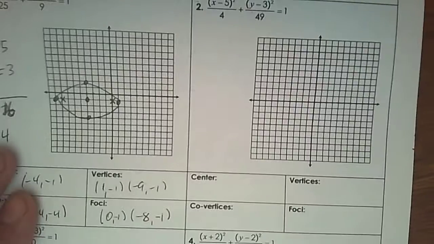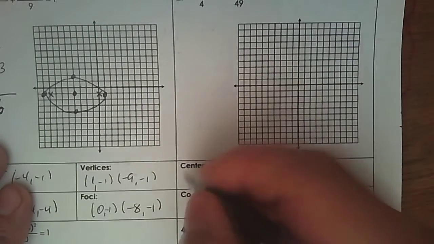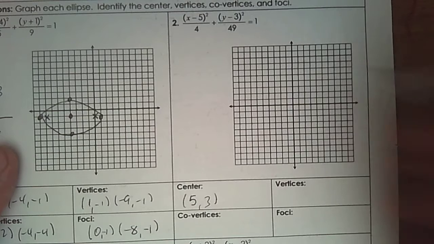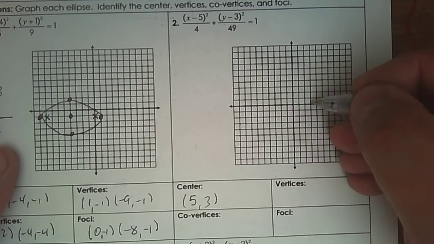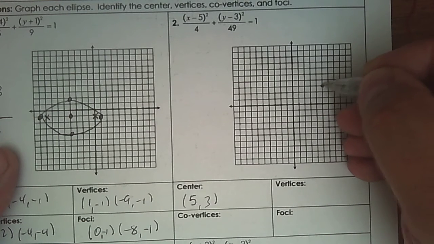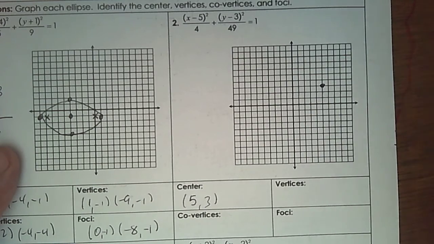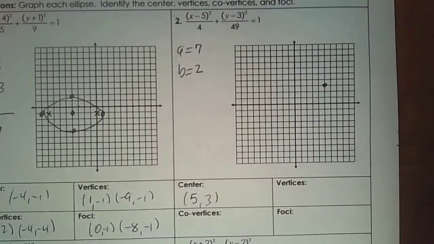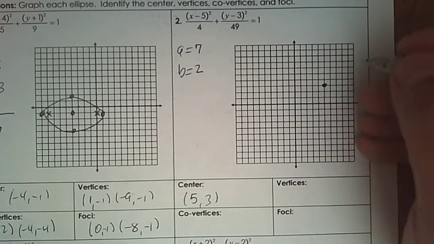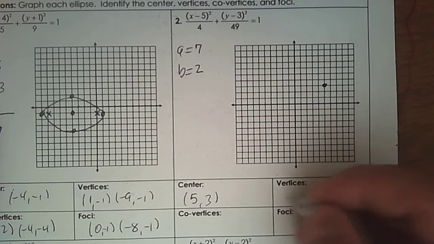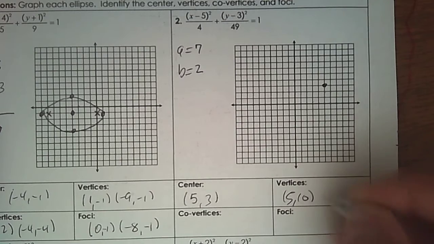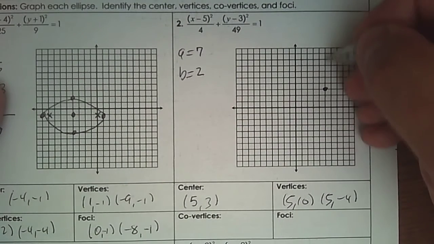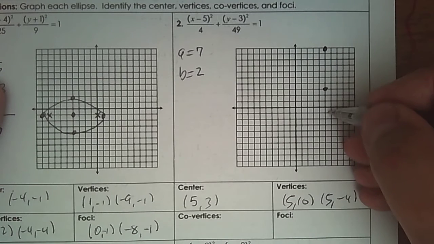All right, number 2. Look at the numerator. The center is at 5 and 3. So I'll find that, 5 to the right and 3 up. A is the square root of 49, which is 7, and B is the square root of 4, which is 2. This is going to be a vertical ellipse, so I'm going to add and subtract 7 to the y value. That's 10 when I add, and subtract 7, that's -4. So 5 and 10, and 5 and -4.